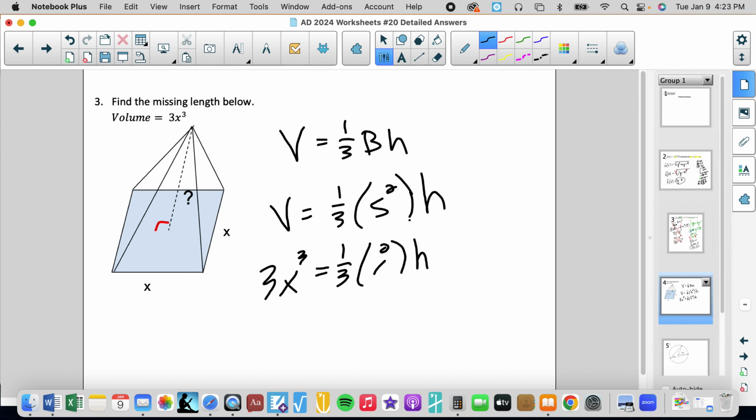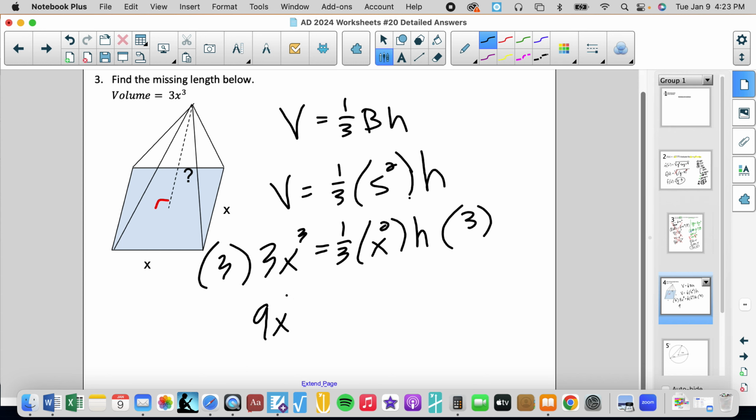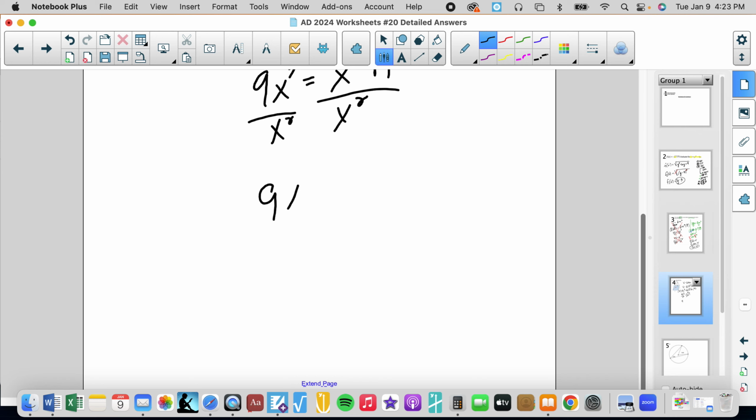S is x. We can substitute that in. H, I don't know what h is. That's what the question mark is. Okay, I got you. Good. So we're going to multiply by 3. This is really weird. We get 9x cubed equals x squared h. Let's divide by x squared. We get 9x equals h.